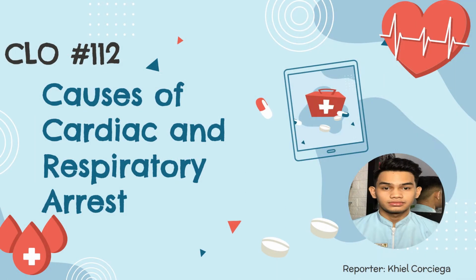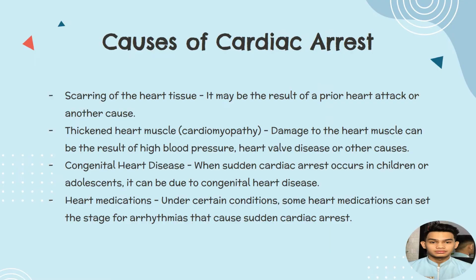Good day, this is Kyle Grishega, and for CLO 112, we have here the causes of cardiac and respiratory arrest. So, causes of cardiac arrest. Most cardiac arrests occur when a diseased heart's electrical system malfunctions. So, this malfunction causes an abnormal heart rhythm, such as ventricular tachycardia or ventricular fibrillation. And some cardiac arrests are also caused by extreme slowing of the heart's rhythm, bradycardia.